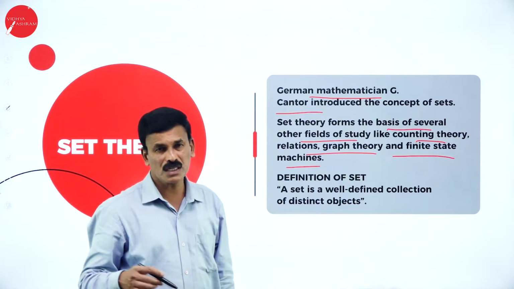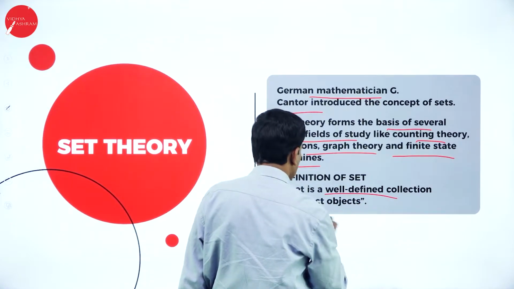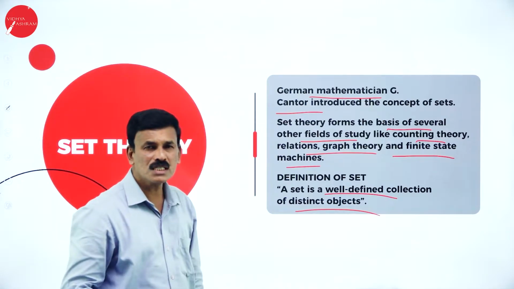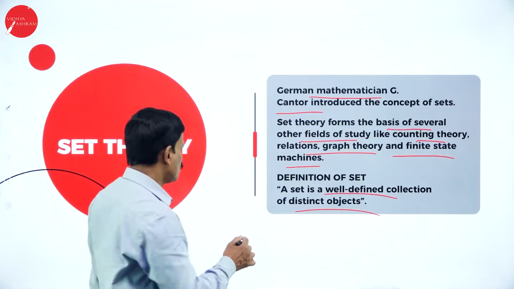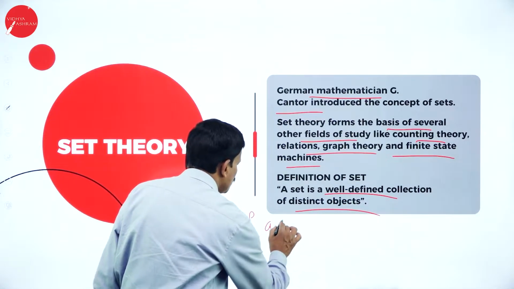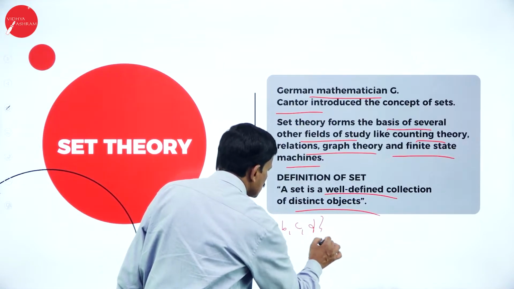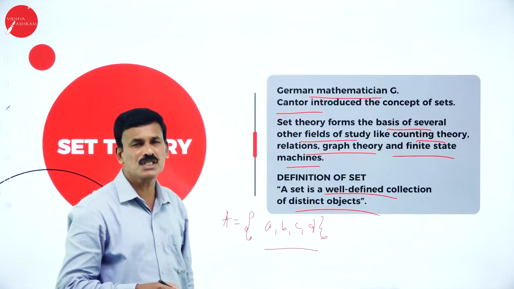Now let us come to the definition of a set, as I told. A set is a well-defined collection of distinct objects. So for example, let us consider a set A = {a, b, c, d}. This is a set. Here the set contains the alphabets a, b, c, d.